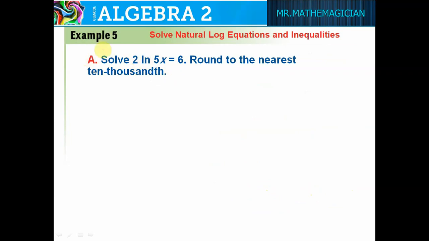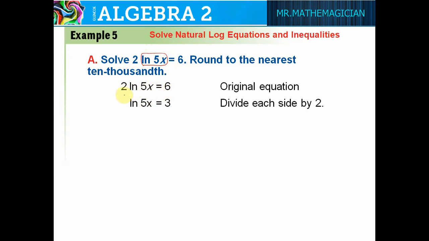Now example 5a, solve 2 ln 5x equals 6, round to the nearest 10,000th. So first we need to separate the ln 5x. We must get it alone, and this is very easy. This is the original equation. We can divide by 2 for both sides. 2 divided by 2 will give you ln 5x equals 3.